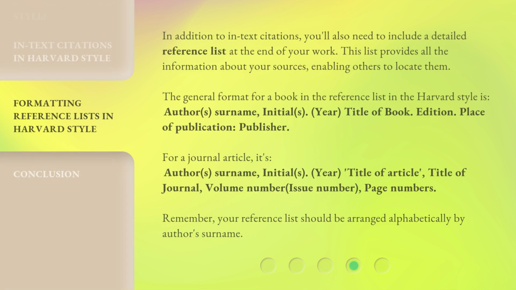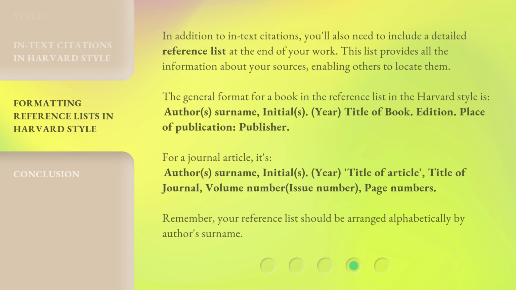In addition to in-text citations, you'll also need to include a detailed reference list at the end of your work. This list provides all the information about your sources, enabling others to locate them. The general format for a book in the reference list in the Harvard style is: author's surname, initials, year, title of book, edition, place of publication, publisher.